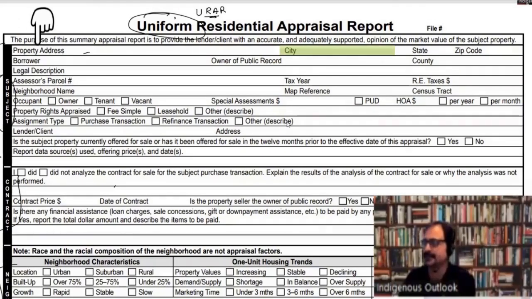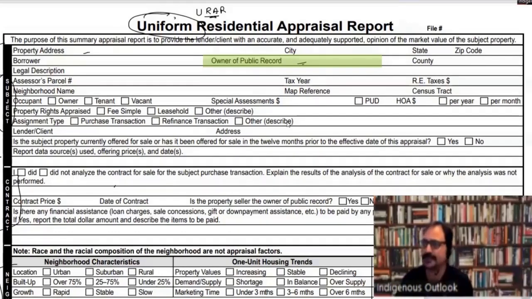Always city, state, zip code, then borrower name. Borrower name again should always match with the borrower's ID, right? Owner of public record, who is the owner? Now, if it is a refinance, then obviously the borrower name will be here. If it is a purchase case, then the other name which is given on the purchase contract as a seller and in title as a current owner, that name should match here exactly.